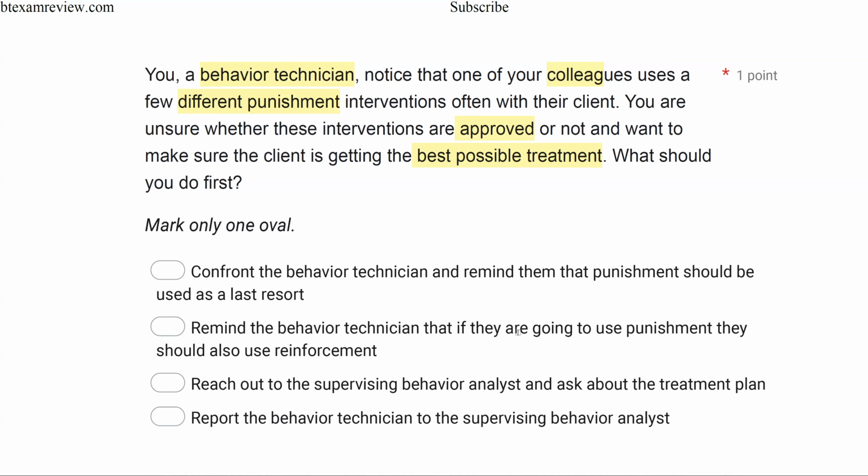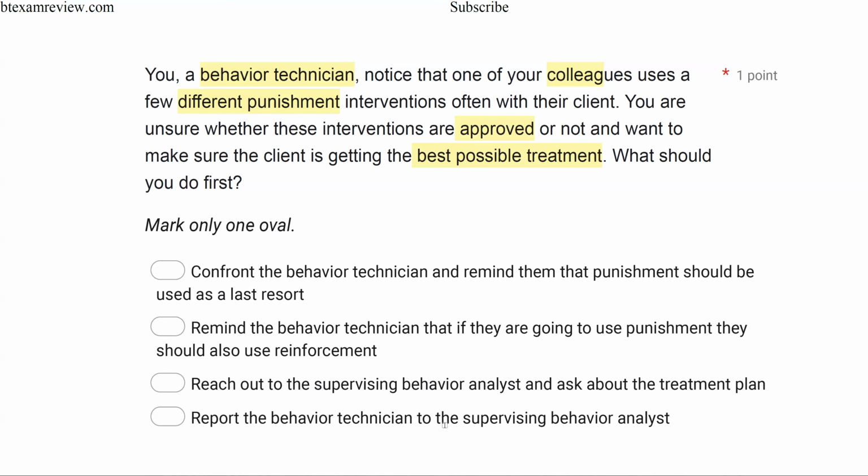So before you do anything, C, reach out to the supervising behavior analyst and ask about the treatment plan. If you are truly concerned with the treatment plan, then you need to reach out and figure out what that plan is. And you can do it in a nice way. You can ask the supervisor, or say, I saw this happening on your case. I was curious about the treatment plan. I wanted to know more. It's a very easy way to do it. Either that supervisor says, yes, that's what we're doing, or they say no, and they handle it themselves. Either way, you've addressed the issue in a respectful way.